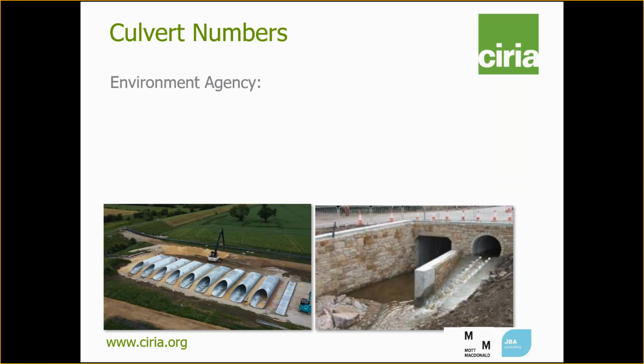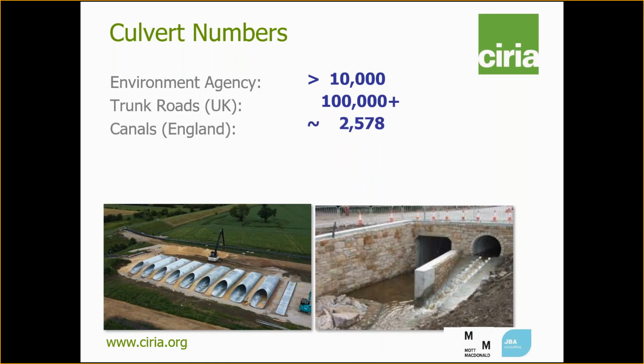So let's just have a look at some numbers for culverts. It wasn't part of the research associated with this to come up with definitive numbers, but nevertheless, we did gather some information. For instance, the Environment Agency is responsible for over 10,000 culverts in England. On the trunk roads networks of the UK, there's at least 100,000 plus culverts. The canal network in England, 2,500, and the Great Britain Railway network, 22,000. So we're easily well in excess of 200,000 existing culverts on the major infrastructure.